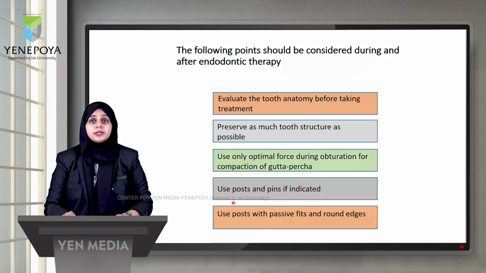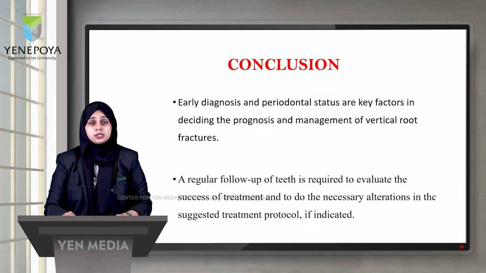The following points should be considered during and after endodontic therapy. Evaluate the tooth anatomy before making any treatment plan. Preserve as much tooth structure as possible during the biomechanical preparation. Use only optimal forces during obturation for compaction of gutta percha, that means use less excessive pressure during the obturation. Use posts and pins in cases where it is indicated. Use posts with passive fit as well as round edges so that the stress concentrations can be reduced.